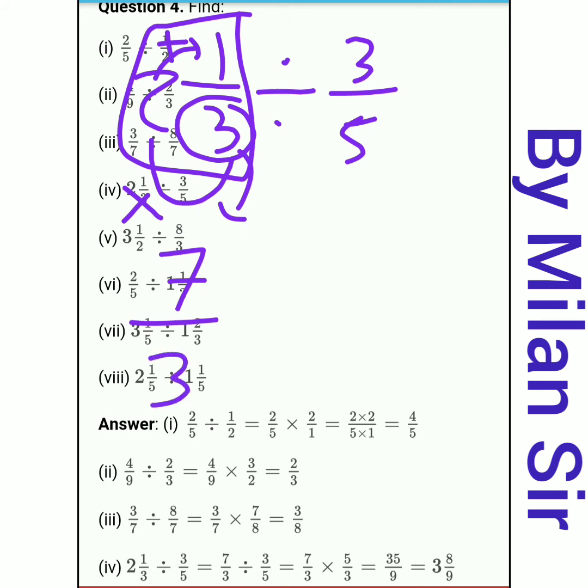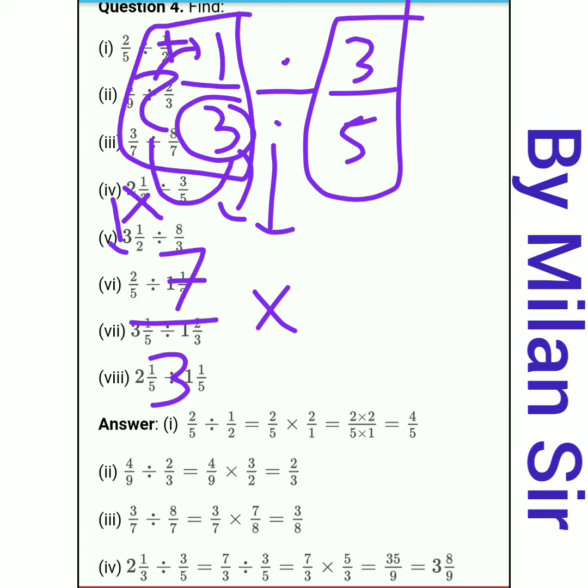In the mixed fraction we have denominator 3, so the same denominator we need to write in our improper fraction, divided by 3. Then this division becomes multiplication. Now in the second number we need to take the reciprocal, right? So the reciprocal of 3 by 5 is 5 by 3. We need to change the numerator and denominator, right?